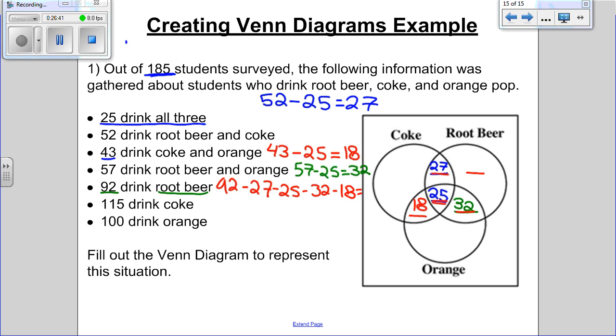You want to throw that in your calculator? 8? So if you punch all that in your calculator, it leaves only 8 people who are consuming just root beer. So 92 minus 27 minus 25 minus 32, we should subtract 18. 18 people weren't part of root beer. I read that wrong. So 92 minus 27 minus 25 minus 32.